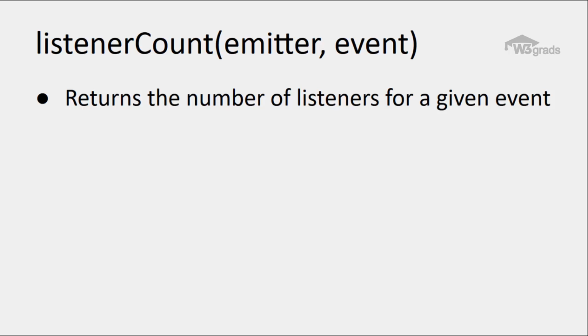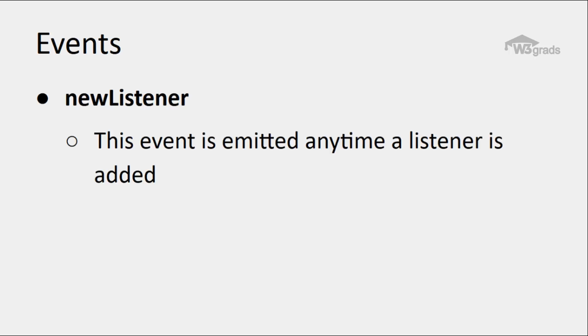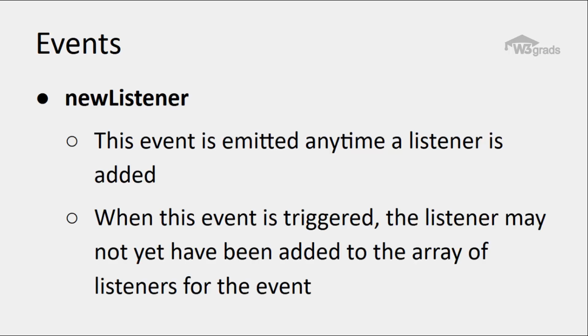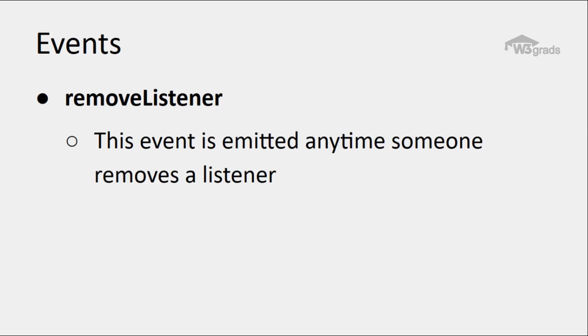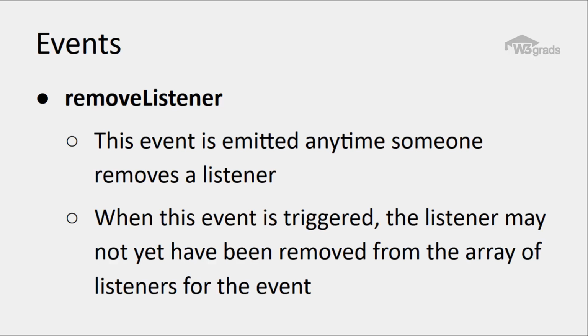Now, apart from methods, there are a couple of events which belong to the Event Emitter class. The first one is the newListener event. This event is emitted anytime a listener is added. When this event is triggered, the listener may not yet have been added to the array of listeners for the event. Another one is the removeListener event. This event is emitted anytime someone removes a listener. When this event is triggered, the listener may not yet have been removed from the array of listeners for the event. So, this is all about the important methods and events of the Event Emitter class.